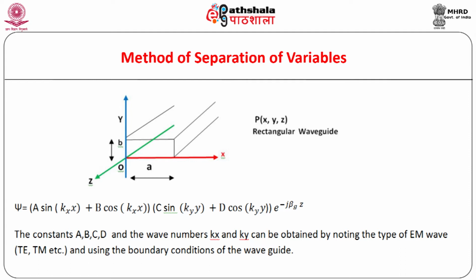Therefore, the solution of the Helmholtz equation in the rectangular coordinate system for an electromagnetic wave travelling in the positive direction of z axis finally takes the form as shown. The constants a, b, c, d and the wave numbers k x and k y can be obtained by noting the type of electromagnetic wave, TE, TM etc., and using the boundary conditions of the waveguide.